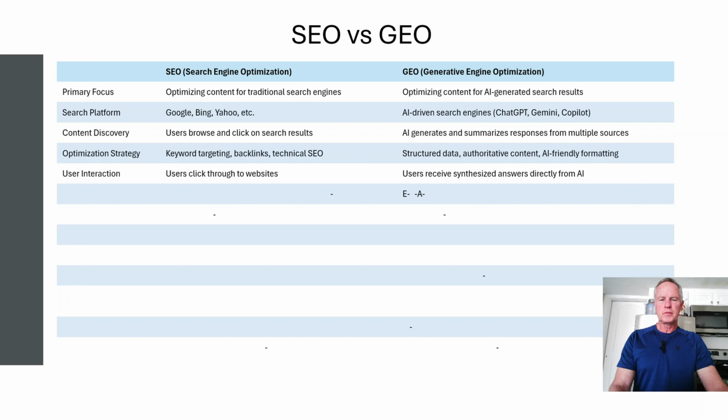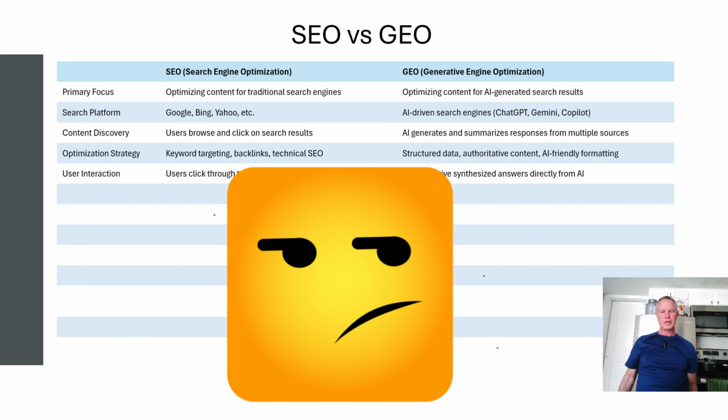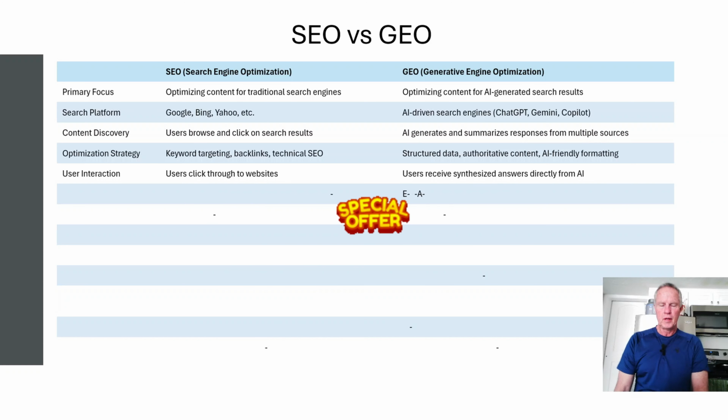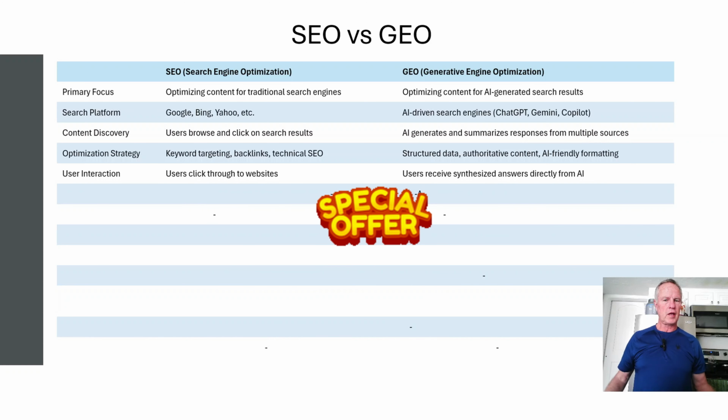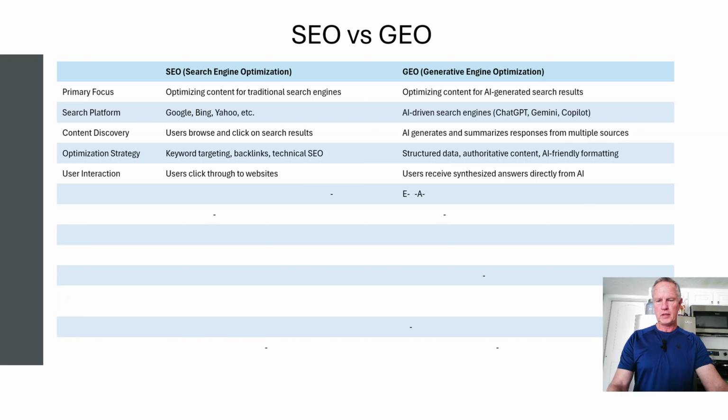User interaction: in SEO, user clicks through to websites. In GEO, users receive synthesized answers directly from AI, which is kind of troublesome, but it's our future, so it's an opportunity. But they just get the answers. They don't click anywhere, and we can't measure that very easily. They just get the answers they want based on what the AI gives them.